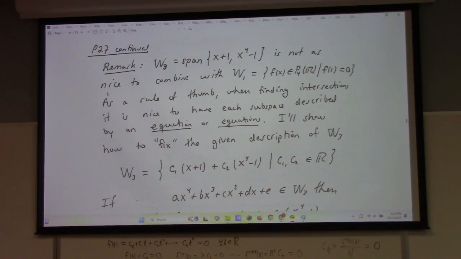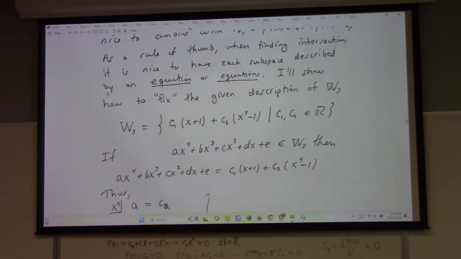W3 was not given by an equation, it was given by a span. Right? So I can't just combine a span and an equation in a simple way. So what I do sometimes when I'm confronted with a problem like this is I convert a span to an equation. That's one thing I do.